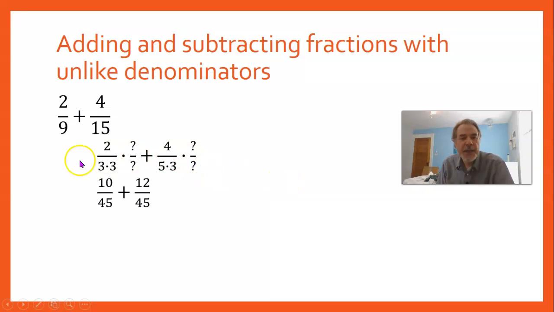So when we do that, remember we multiplied by 5/5 here, and we got 2 times 5 is 10, over 3 times 3 times 5 is 45. And here we multiplied by 3/3. 4 times 3 is 12, 5 times 3 times 3 is 45. Now that they have the same denominator, we add the numerators and get 22 over 45.